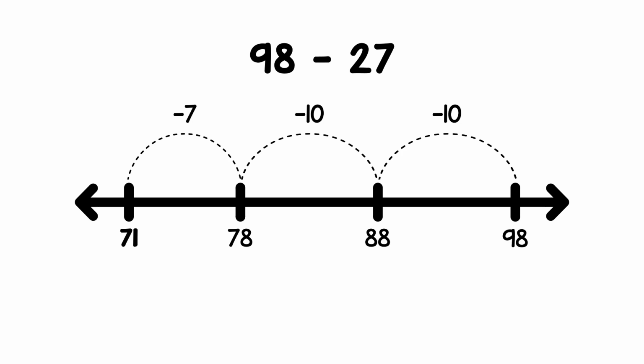Remember to add up your jumps to make sure you subtracted the correct amount. 10 plus 10 plus 7 equals 27. You are right. That means 98 minus 27 equals 71.